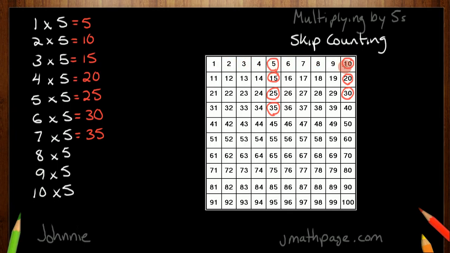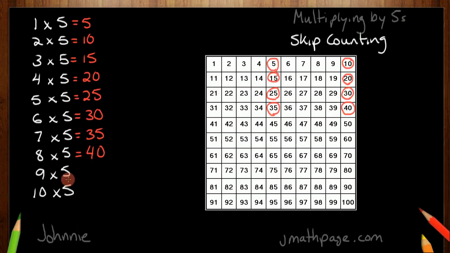1, 2, 3, 4, 5, 6, 7. You probably know where the 8th one is, but let's count to be sure. 1, 2, 3, 4, 5. Takes us to 40. So we know that 5 skip counted 8 times, or 8 times 5, takes us to 40. Look at the next one, 9 times 5.